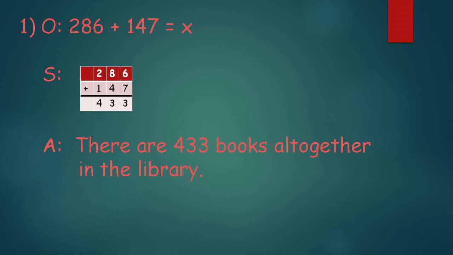Remember, units under units, tens under tens, hundreds under hundreds. And we said 6 plus 7 is 13. And then 8 plus 1 plus 4 is 13. And 1 plus 2 plus 1 is 4. You would have had your carryovers at the top. So that is where those numbers came from. And then you would say there are 433 books altogether in the library in your answer sentence.